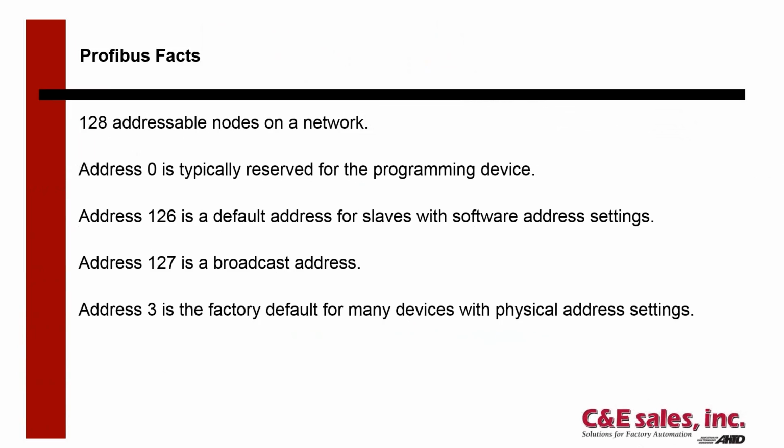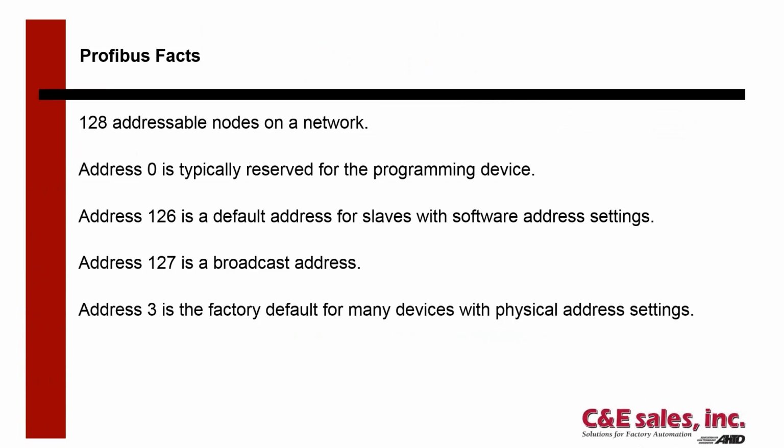So those are the addresses you want to typically avoid when you're laying out your network. What can happen is, let's say you use address 3 in your network, and that's a device that's out there and it's running. So you've got address 3, and maybe you've got address 7 and 8 being used.